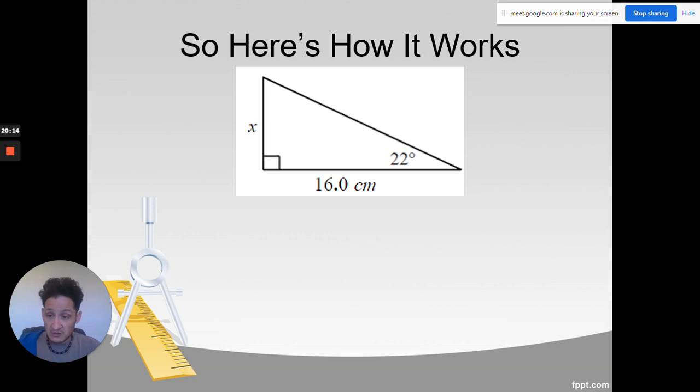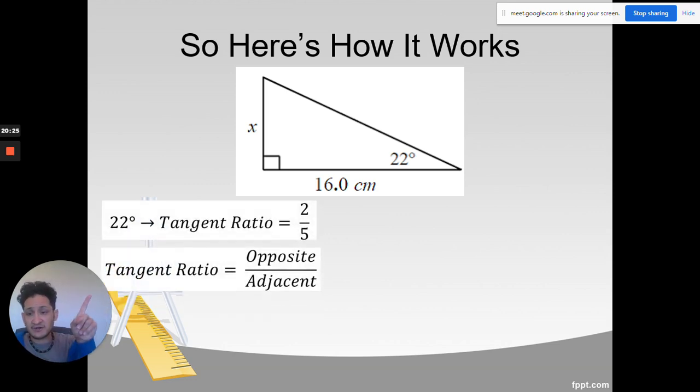You are still welcome to use that memorized ratio. I don't have a problem with that. So if I saw this problem, I would say, oh, 22 degrees. I know what the tangent ratio of a 22-degree angle is. And by the way, notice I'm calling it the tangent ratio, not the slope ratio, because that is what it's actually called. The tangent ratio of a 22-degree angle is 2/5. Sweet. Oh, and I also know that the tangent ratio is always the opposite side divided by the adjacent side inside of a right triangle.